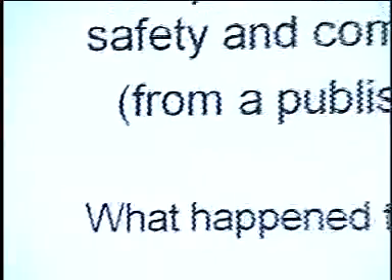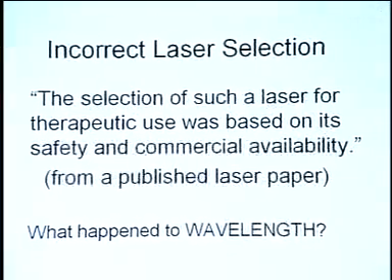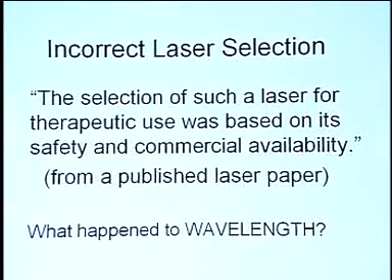The wavelength of light produced by a laser must be specified throughout the text of the article in place of acronyms like HeNe laser. Also, a laser should be chosen for the wavelength of light that it produces, not because, and I quote from a published paper, "the selection of such a laser for therapeutic use was based upon its safety and commercial availability." What happened to wavelength? This is another example of bad science and bad reviewers.